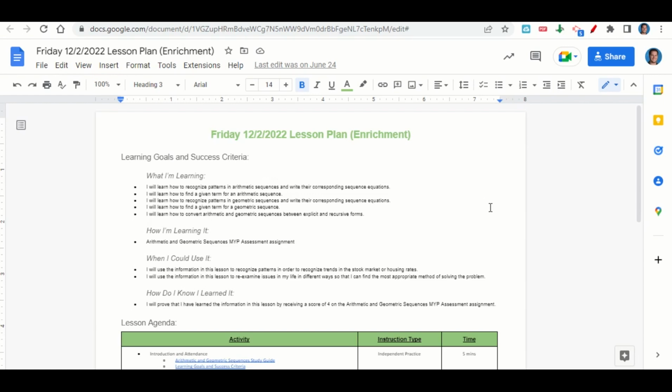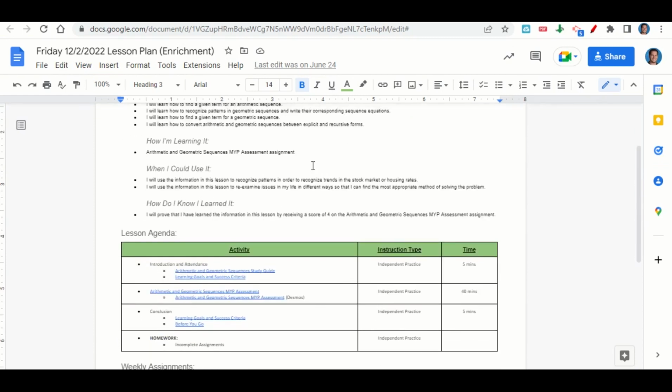Through the Arithmetic and Geometric Sequences MYP assessment assignment. When can we use this information? To recognize patterns in order to recognize trends in the stock market or housing rates, and to re-examine issues in your life in different ways so that you can find the most appropriate method of solving the problem. How do you know you learned it? By getting a score of 4 on the Arithmetic and Geometric Sequences MYP assessment assignment.